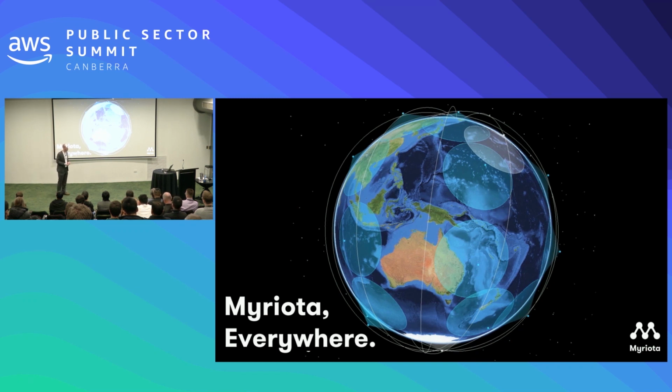And so by combining Myriota's unique IP to enable this with what AWS provides in terms of really scalable and cost-effective, undifferentiated heavy lifting, we're able to deliver IoT to our customers everywhere.